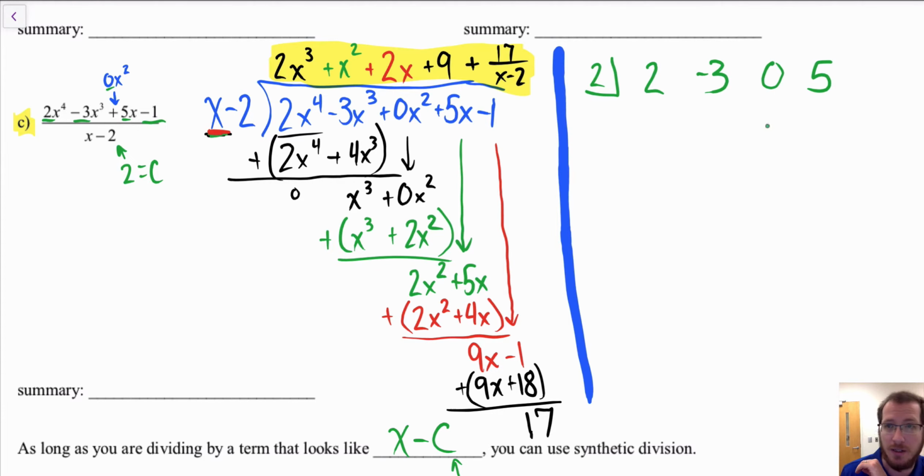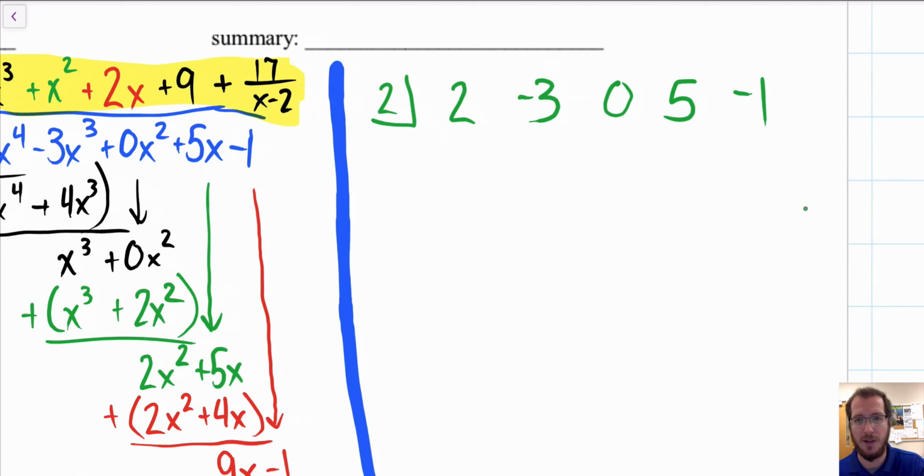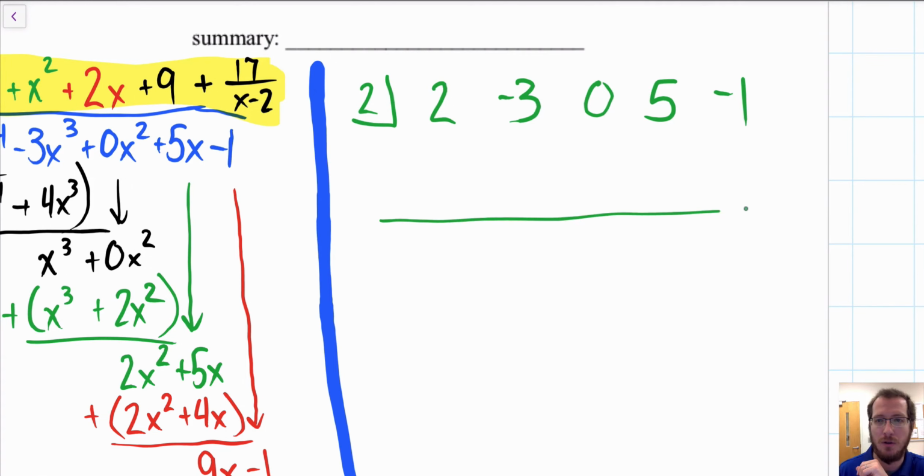And don't forget the constant, -1. Okay, so once we've got that listed, we're going to draw a horizontal line underneath it. And we're going to drop down our first term, that 2, underneath the bar. And then we're going to multiply that term by the number in our attic, our C value. Remember, this is our C value.